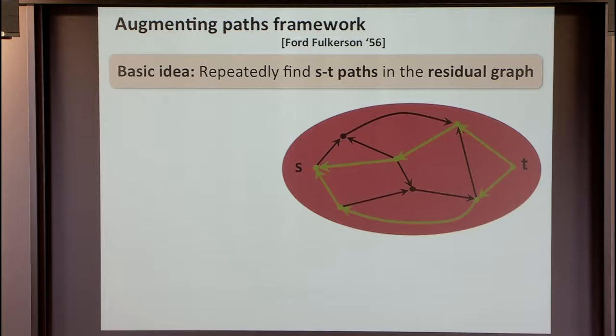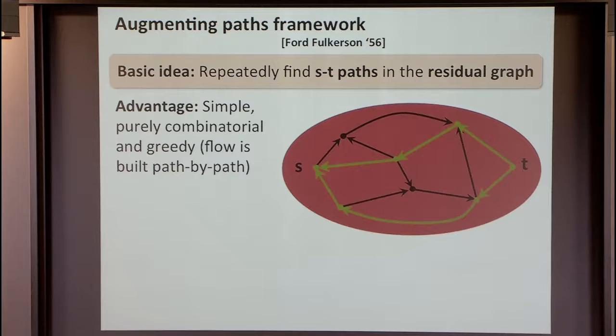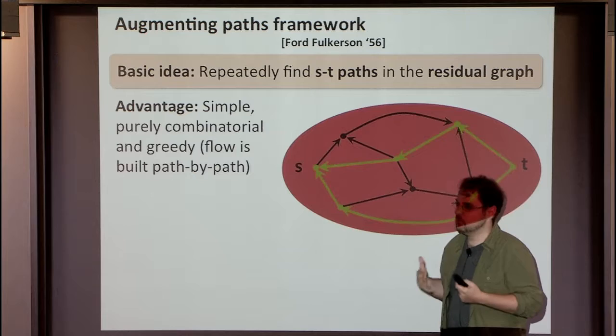So this is the general framework, the general idea, and as you can see, it has many advantages. First of all, it's just beautiful and simple. Also, it's purely combinatorial. Everything happens by just augmenting the flow along the paths. Nothing fancy is really happening. And also, it's greedy, which is something that we like. We like greedy approaches, at least as long as they work. And this is definitely a greedy approach.